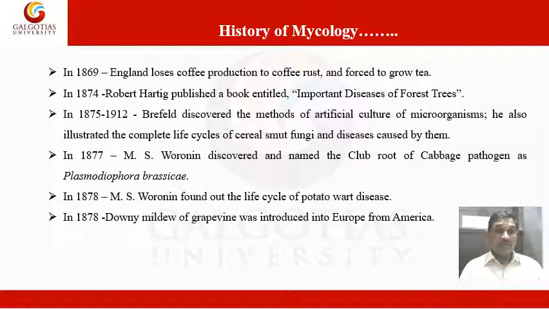In 1877, M.S. Woronin discovered and named the club root pathogen of cabbage as Plasmodiophora brassicae. Now, in 1878, M.S. Woronin also found out the life cycle of the wart disease in potato. In 1878, downy mildew of grapevine was introduced into Europe from America.